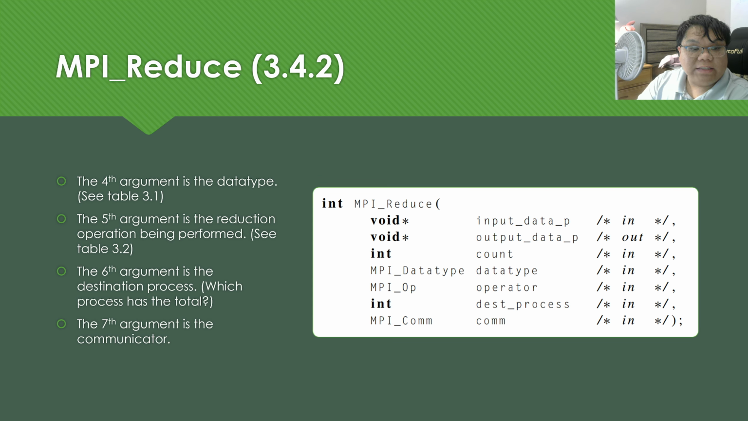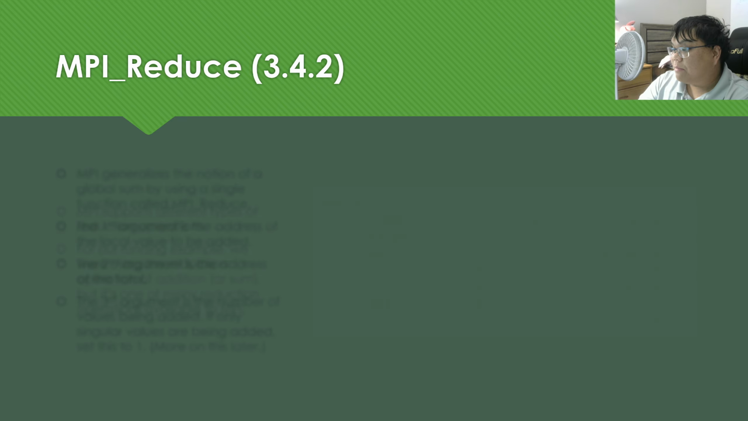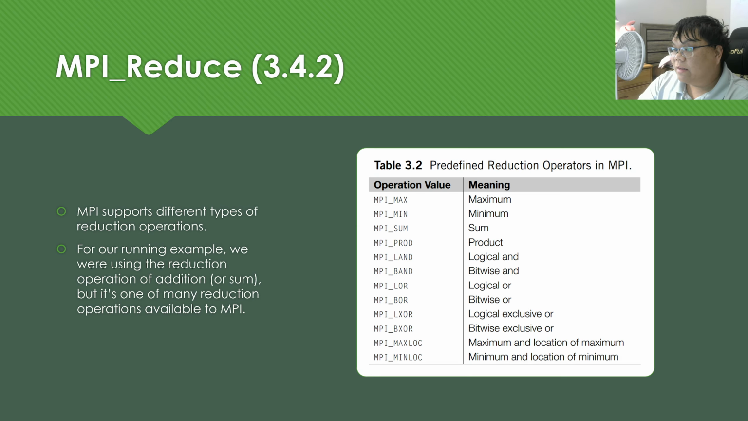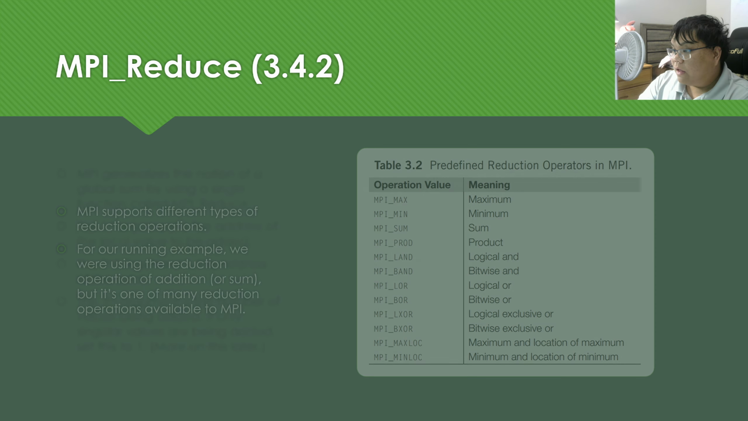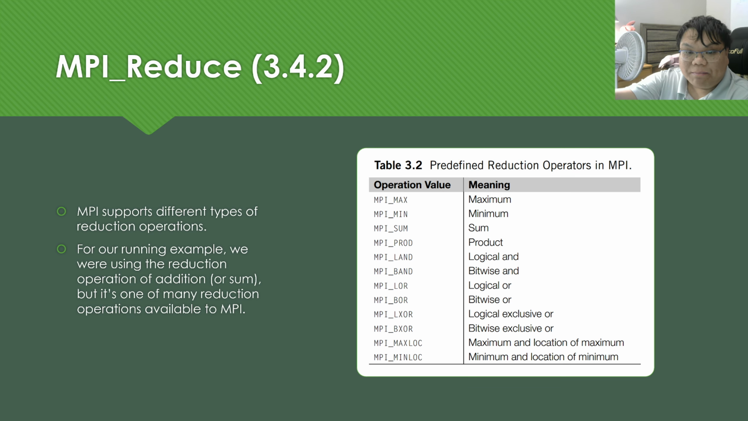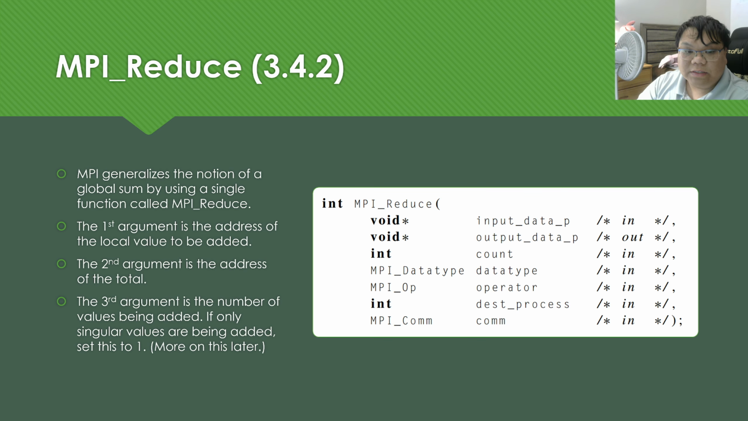The fourth argument is the data type. That's basically the previous table, so these are the different data types. The fifth argument is the reduction operation being performed. Okay, I actually mixed it up. These are the reduction operators for MPI. There was another table previously that showed the various data types MPI supports.